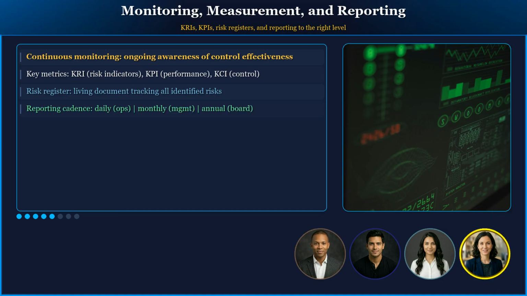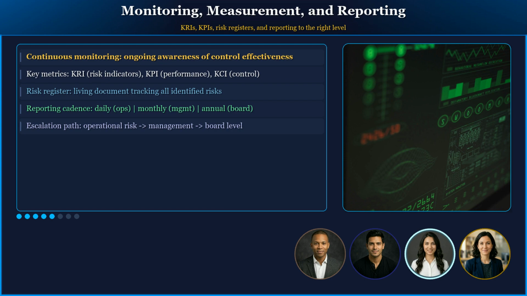Reporting cadence is something that trips up candidates who think security reporting is one-size-fits-all. Operational staff need daily or real-time dashboards. Management needs monthly trend reports. The board and executive leadership need annual or quarterly strategic summaries that translate technical risk into business impact.